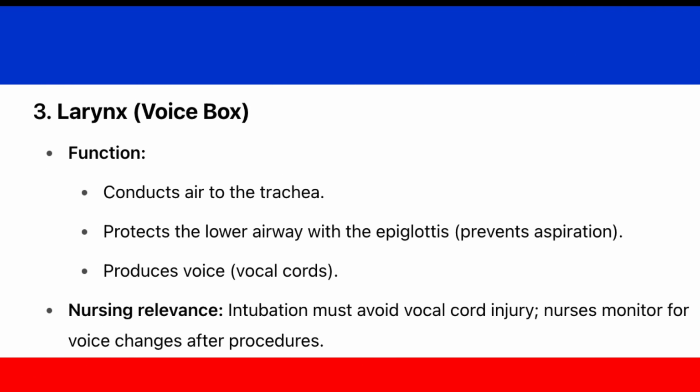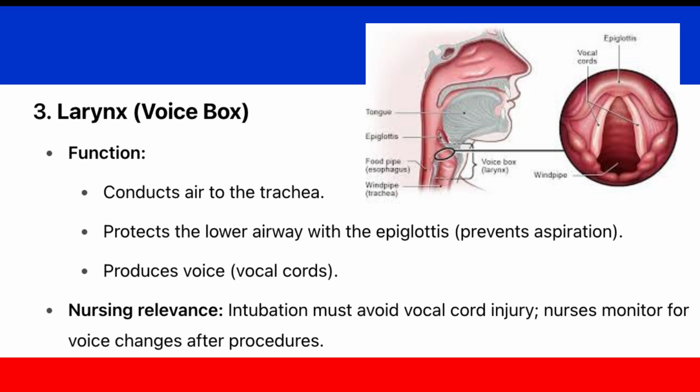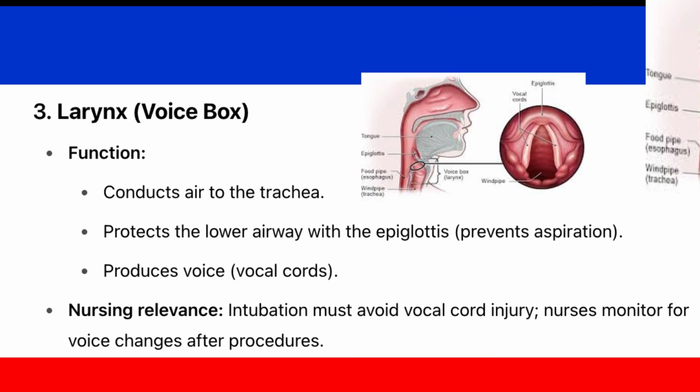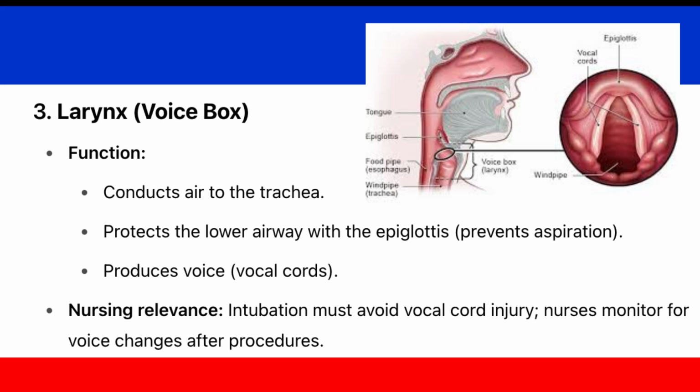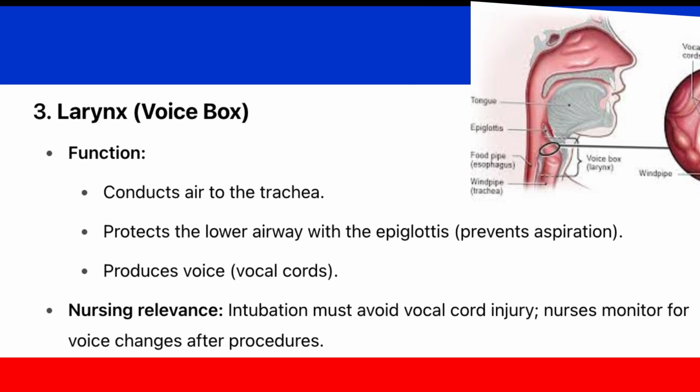3. Larynx, voice box. Function: conducts air to the trachea. Protects the lower airway with the epiglottis, preventing aspiration. Produces voice via the vocal cords. Nursing relevance: intubation must avoid vocal cord injury. Nurses monitor for voice changes after procedures.